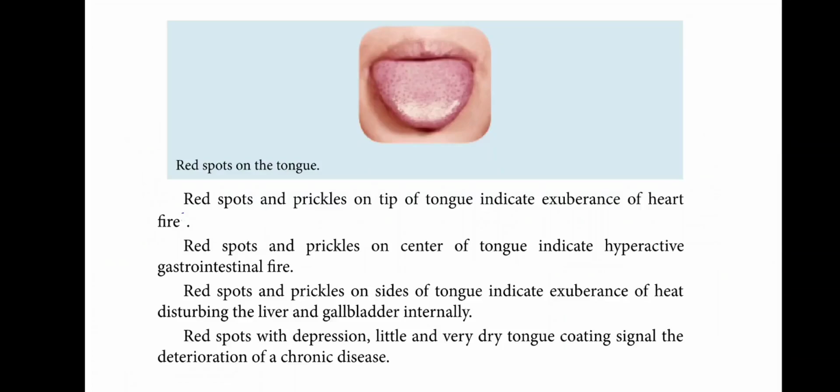Red spots and prickles on the tip of the tongue indicate exuberance of heart fire. Red spots and prickles on the center of the tongue indicate hyperactive gastrointestinal fire. Red spots and prickles on the side of the tongue indicate exuberance of heat disturbing the liver and gallbladder internally. Red spots with depression, little and very dry tongue coating signal the deterioration of a chronic disease.